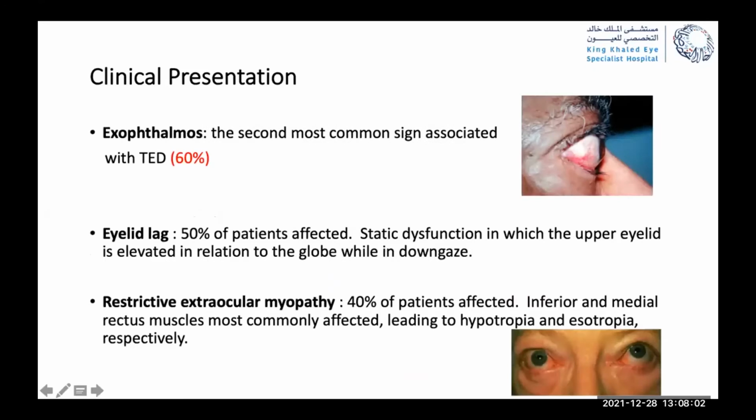Exophthalmos is the second most common sign associated with thyroid eye disease, in 60% of patients. Eyelid lag is seen in 50% of patients, a static dysfunction in which the upper eyelid is elevated in relation to the globe while in down gaze. Restrictive extraocular myopathy occurs in 40% of patients. Inferior and medial rectus muscles are commonly affected, leading to hypotropia and esotropia respectively.